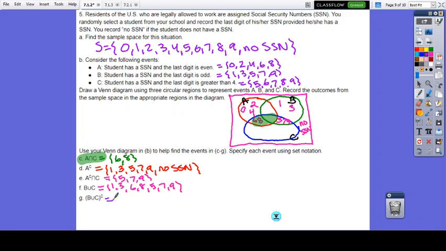And then lastly, we just did B union C, so what's the complement? Essentially, look at this list, look at the sample space, and list everything that's not in it. So 0, 1's there, 2, 3's there, I can do 4, 5. Oh, 5's there, so we cross that out. 6, 7, 8, 9, and then we have no SSN. Okay, and so you can follow what you have there.